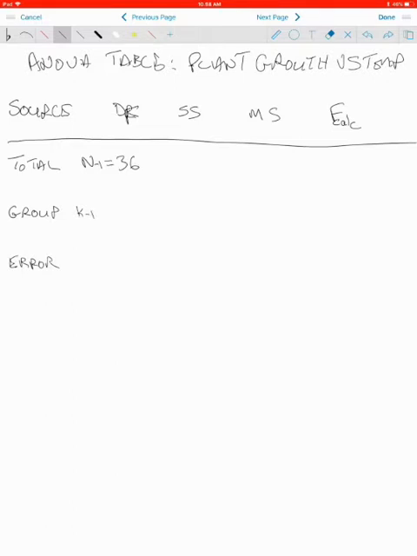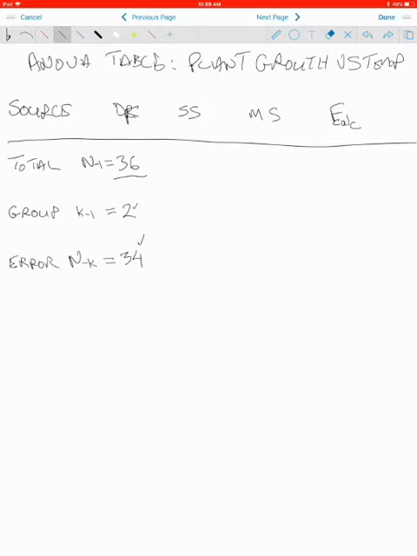K is the number of groups, minus 1. So we had 3 groups, right? Plants grown at 3 different temperatures. So 2 degrees of freedom. And the error is big N minus K. So that's 37 minus 3 is 34. And remember that group plus error should add up to the total degrees of freedom. It should add up to N minus 1, which it does.